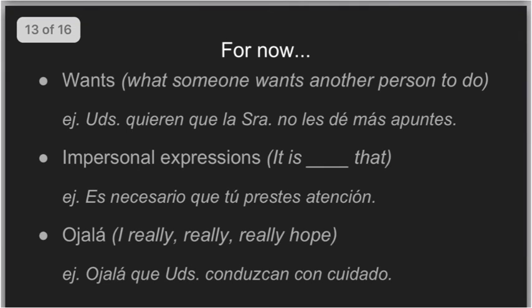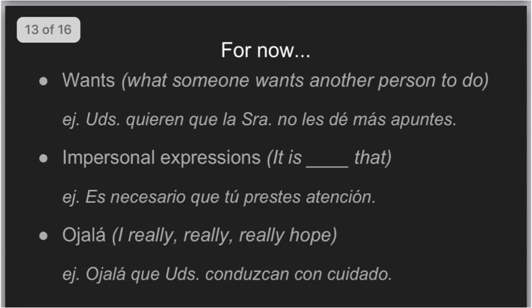For now, you are going to focus on wants. So for example, what someone wants another person to do. So we could say, ustedes quieren que la señora no les dé más apuntes. You want señora not to give you more notes. You want señora to do something, or in this case, not to do something.